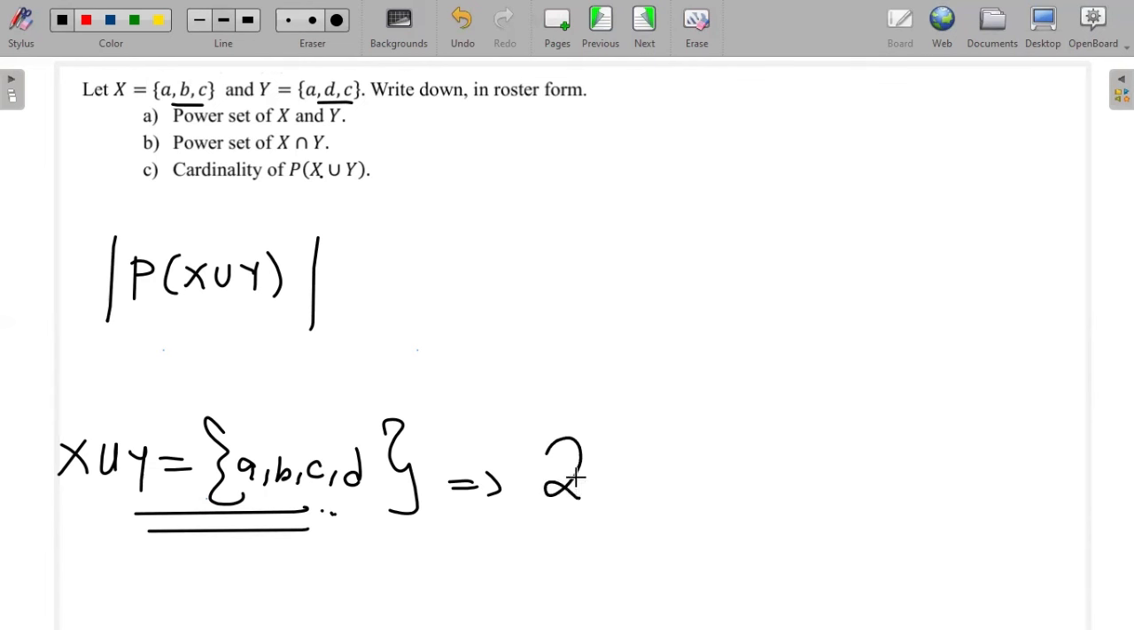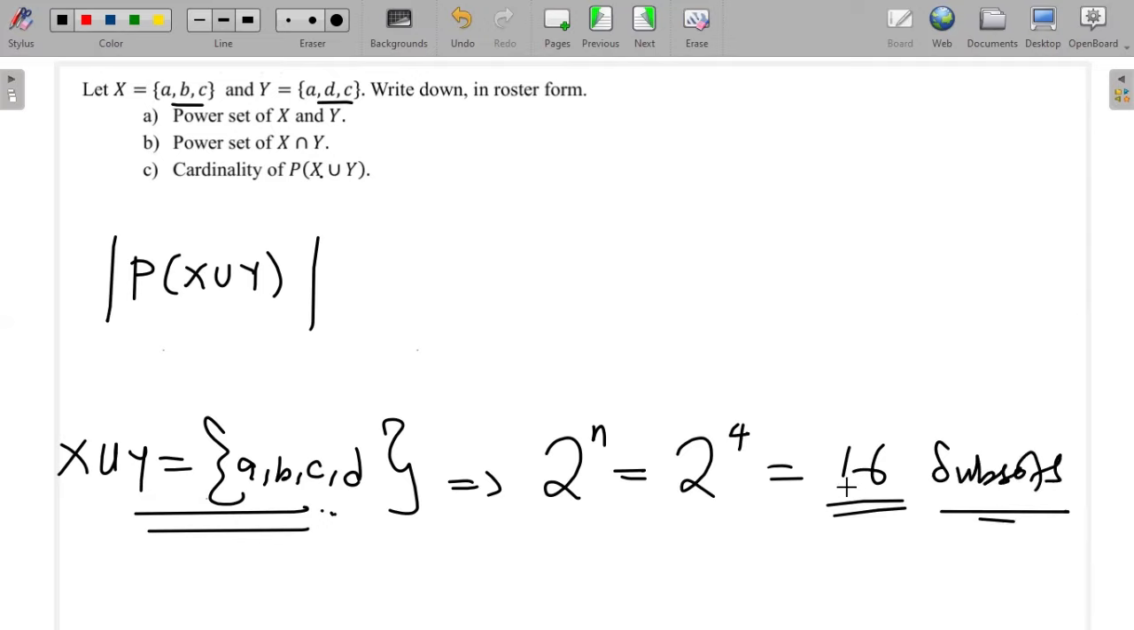Okay, we do 2 to the power what? N. And N is simply the number of elements there, which are 4. Okay, so here it's telling us that X union Y is going to have 16 subsets.